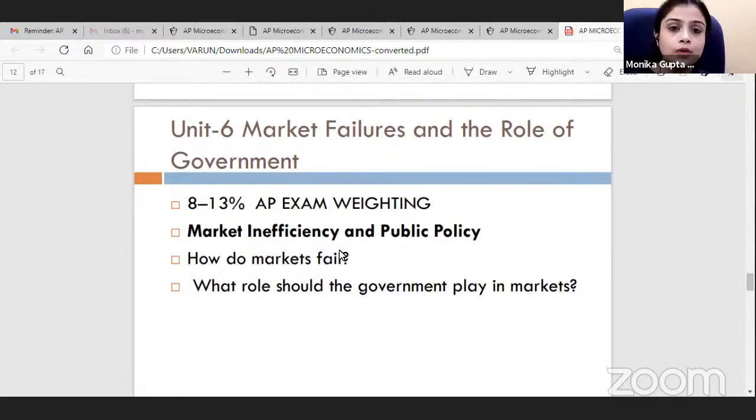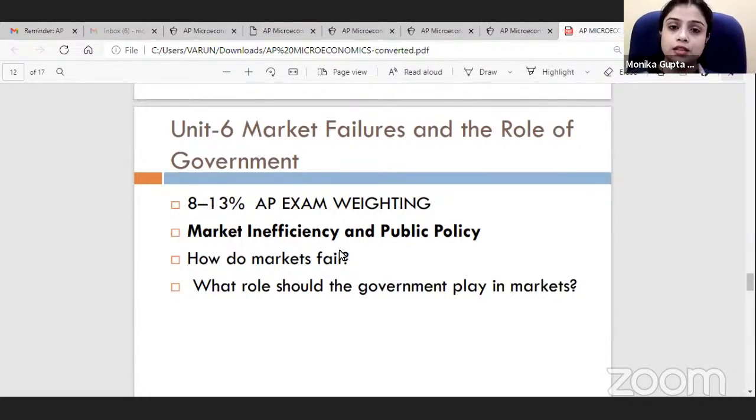And they all talk about why markets fail. As I told you, private players are not that efficient in using their resources efficiently. So there comes the role of the government, how the government intervenes and forces, in a direct or indirect way, that firms are efficiently utilizing their resources.